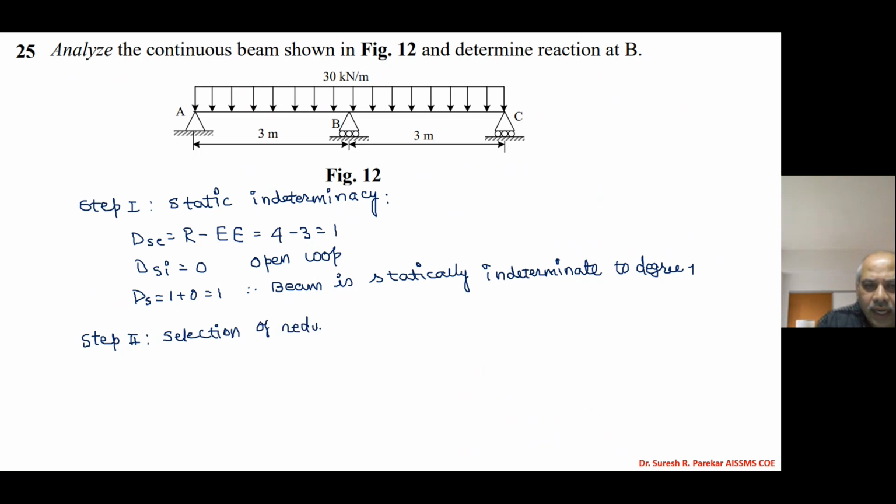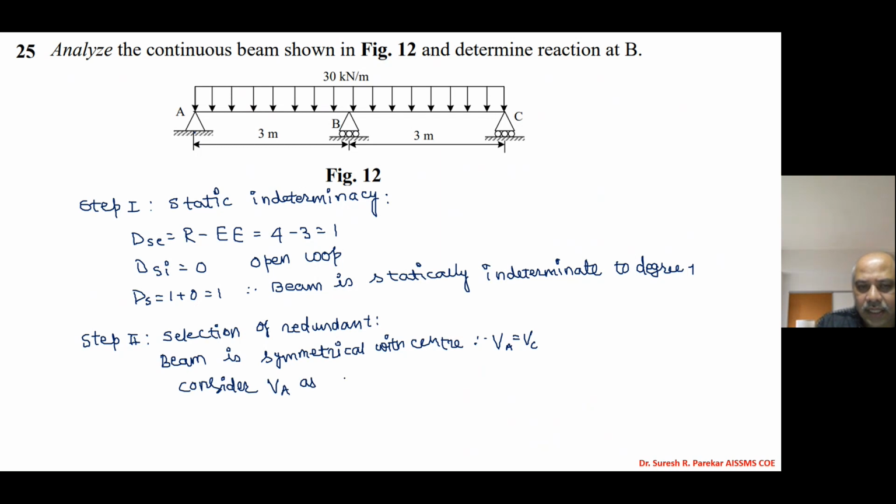Now we will not take the redundant as VB, because then we have to find VA and VC in terms of VB. Now as the beam is symmetrical with center, therefore VA equal to VC. And therefore we will consider VA as the redundant.